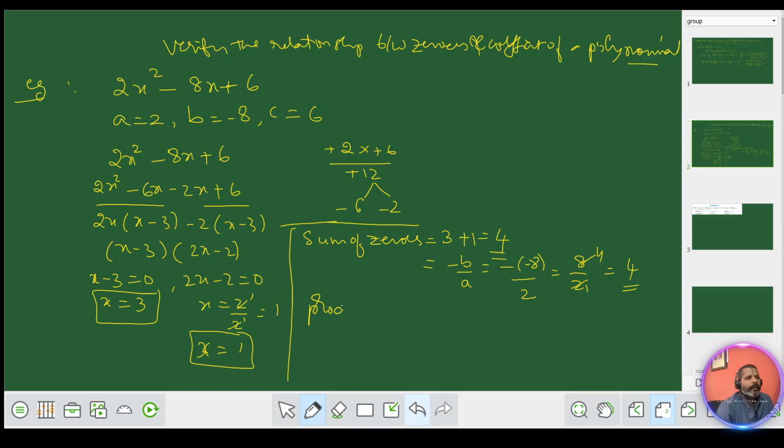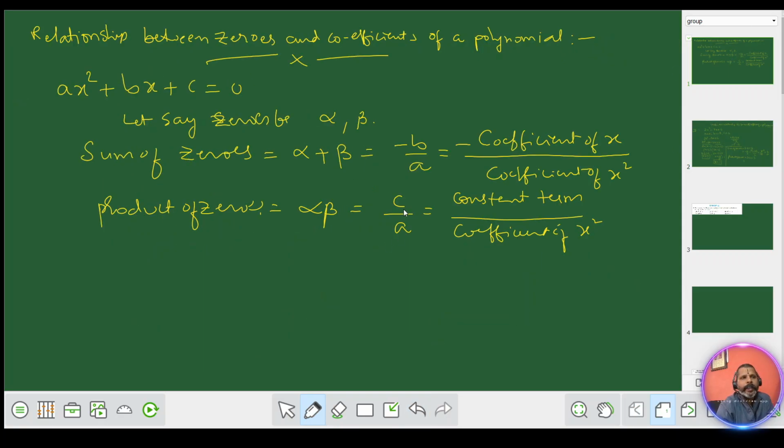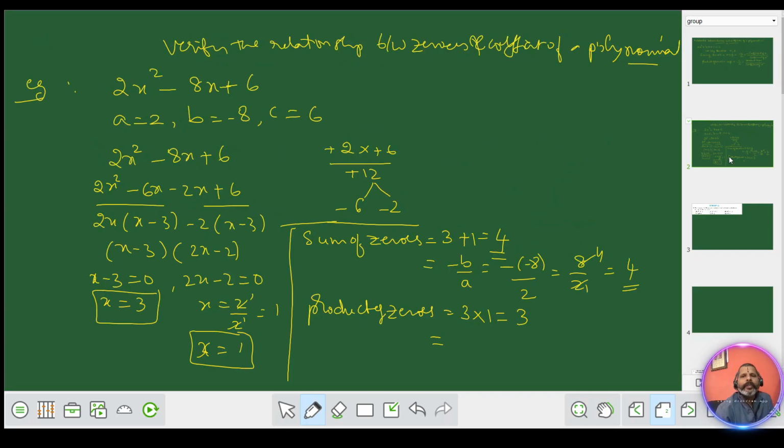Similarly, product of zeros. The zeros we have are 3 and 1, so 3 into 1 is equal to 3, right? The product of zeros from the formula is c by a, which is the constant term by the coefficient of x square. So c by a, the constant term c is 6, a is 2, 2 threes are 6. So they should match. At the end, you say hence verified.